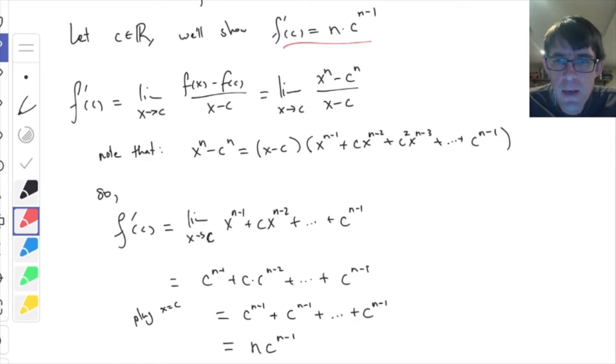Any thoughts about that? This is the rule from calculus. The power rule, they call it. The power rule. Everybody loves the power rule. All right.